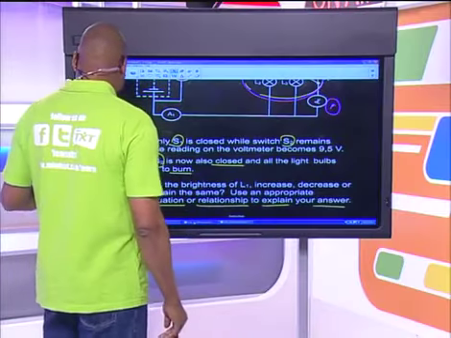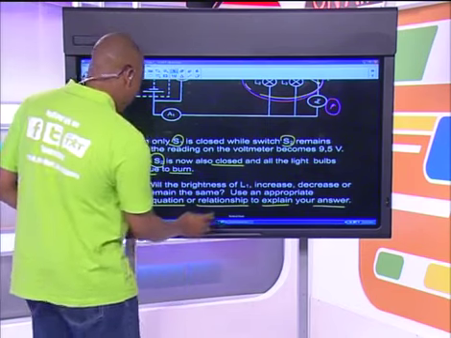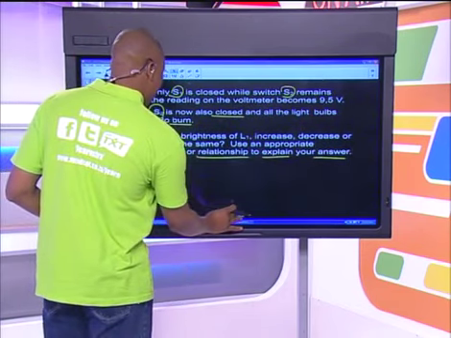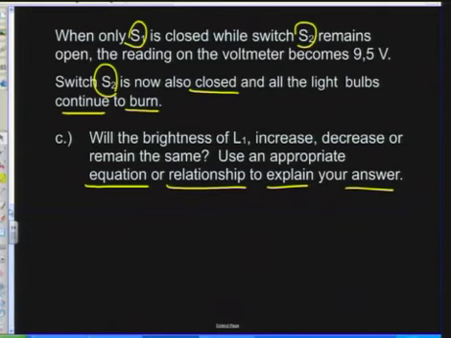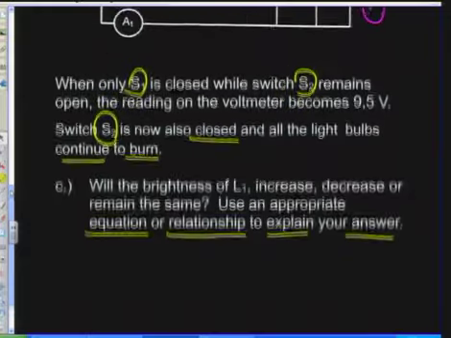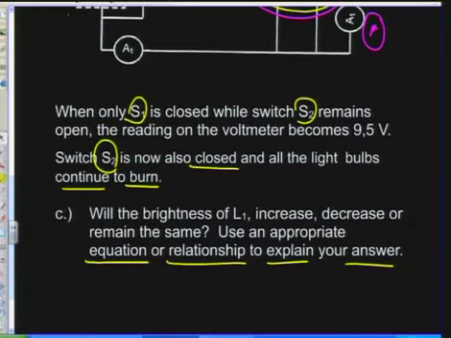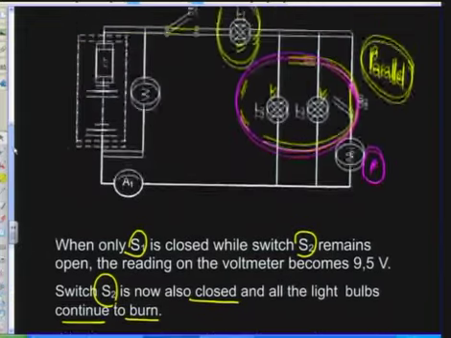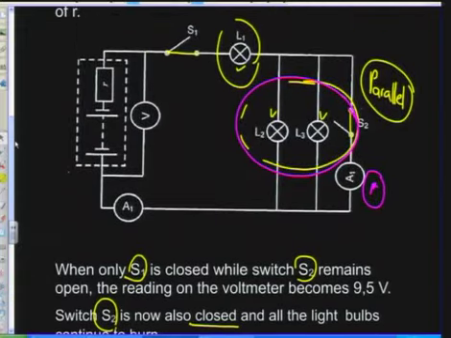Let's move on. And I was still on question number C here, and we are trying to explain what happens here, because you are told that switch S2 has been closed now, and all the 3 bulbs continue to burn. So L1, L2, and L3 are continuing to burn. Now, what will that effect have on the brightness of L1? That is what the question is.